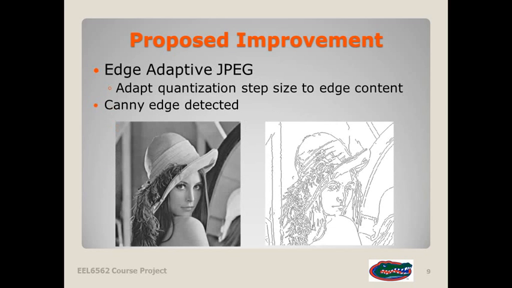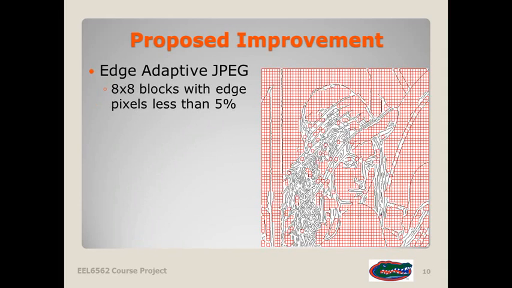For the edge detection, we use a Canny edge detector. Here is the Lena image shown in the original image, and then to the right, the edge detected image. MATLAB was then used to draw a box around each 8x8 block that contained edge pixels of less than 5%. As you can see, the blocks with edge pixels of less than 5% were numerous.